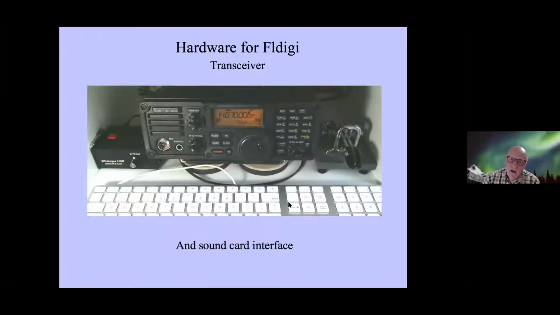The hardware required to run Fldigi is pretty simple. You only need a transceiver and a sound card interface. I owned the 7200 several years ago, so this was a photo of that. My current transceiver suite is a 7100 ICOM and a Yaesu FT991A.